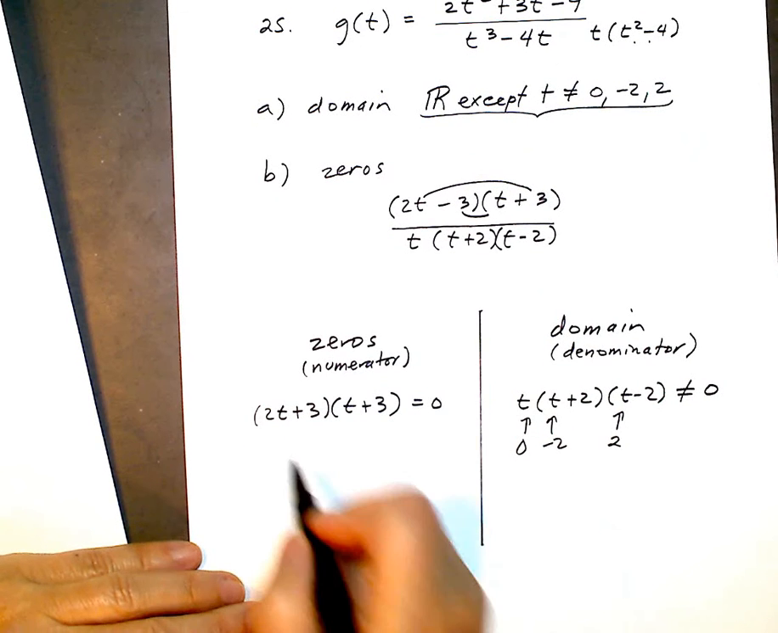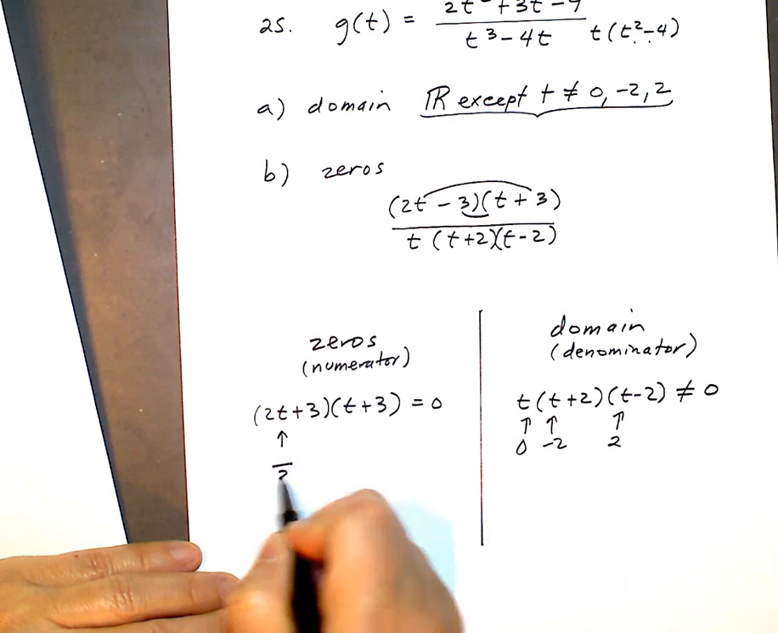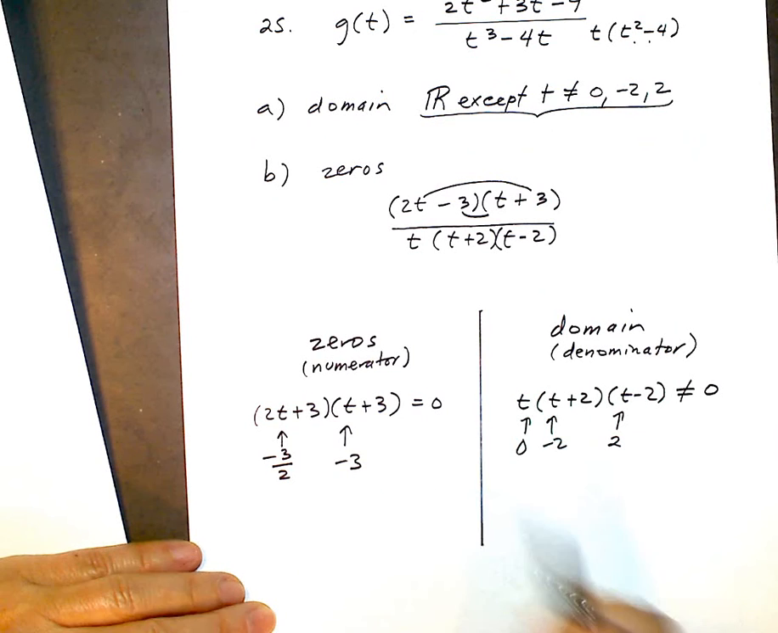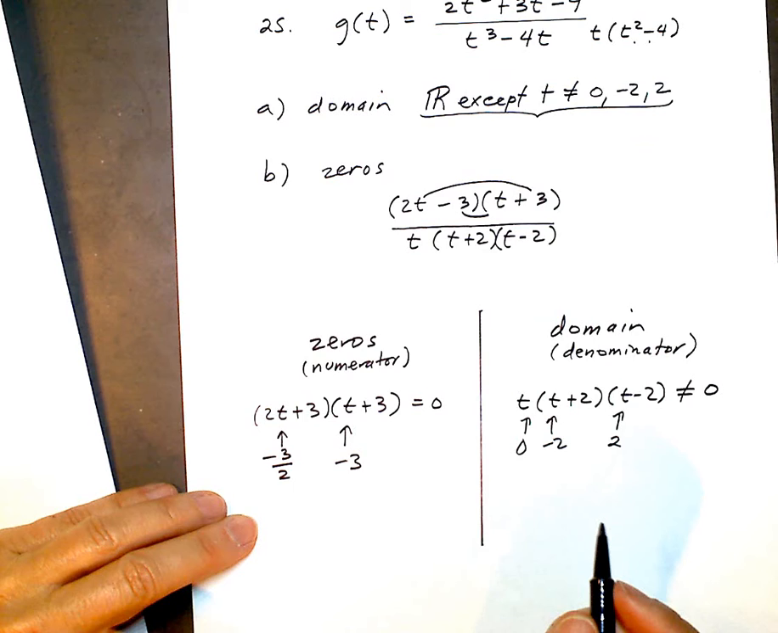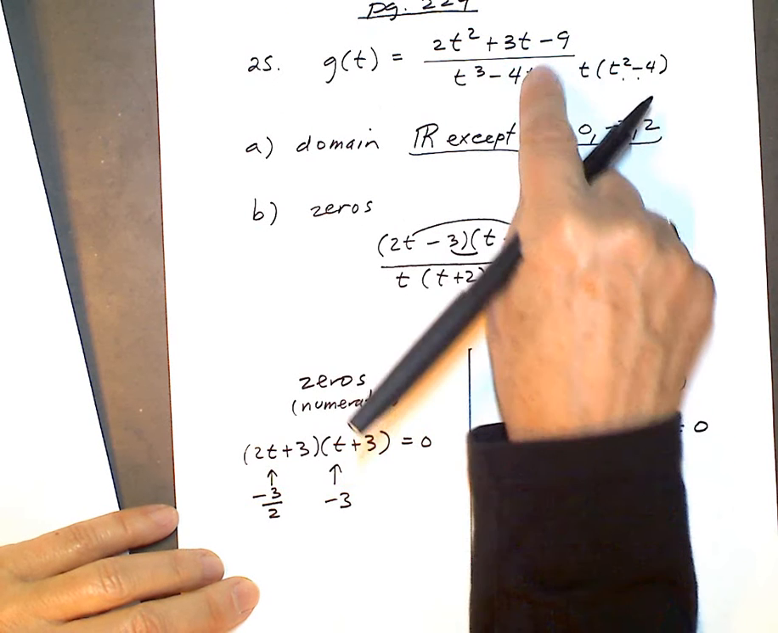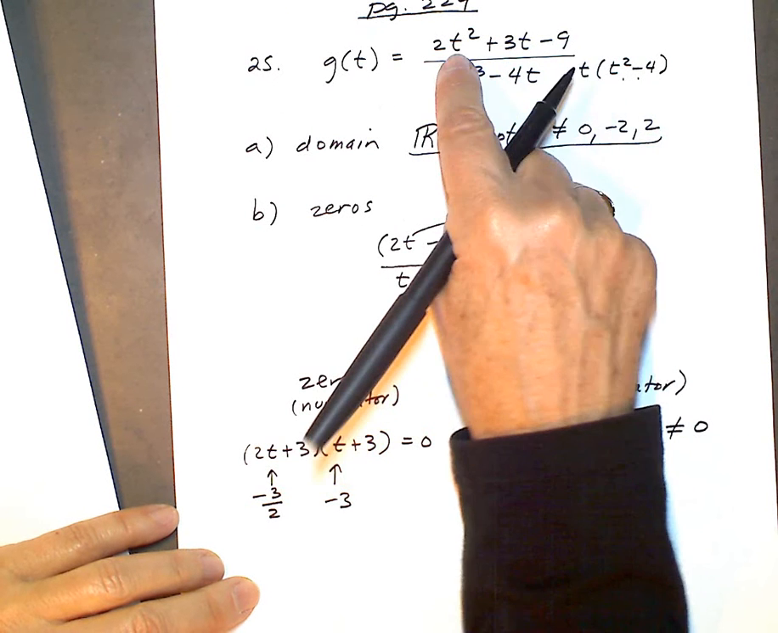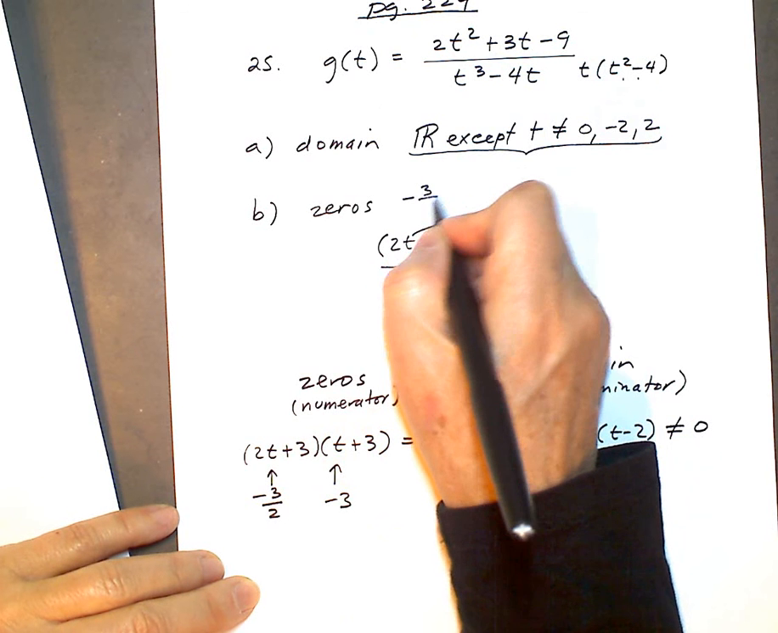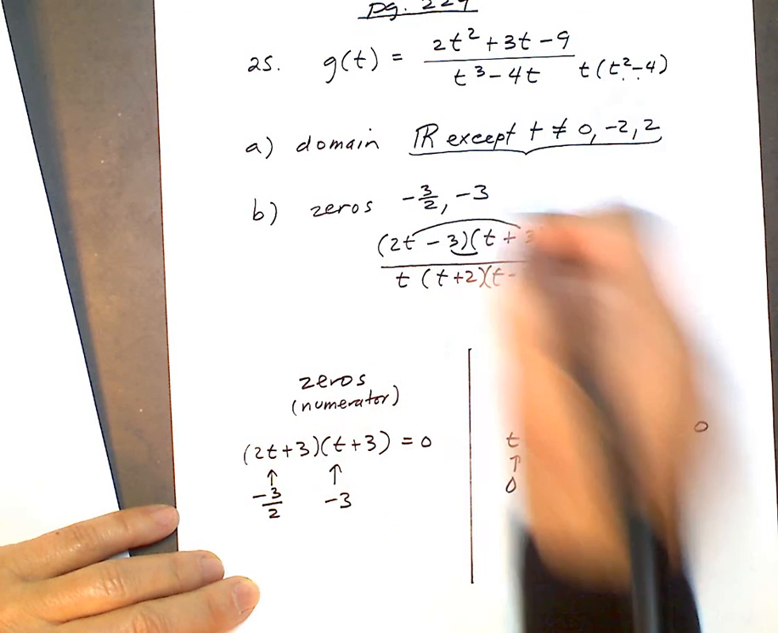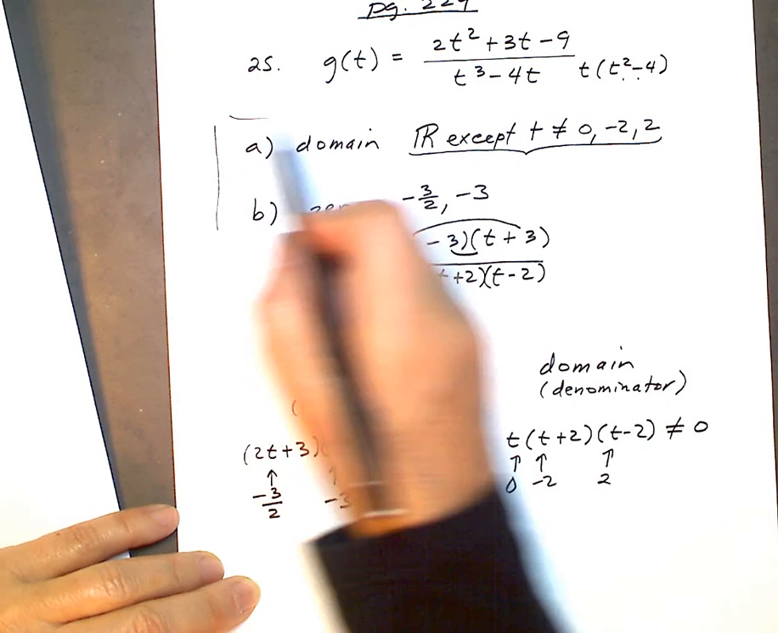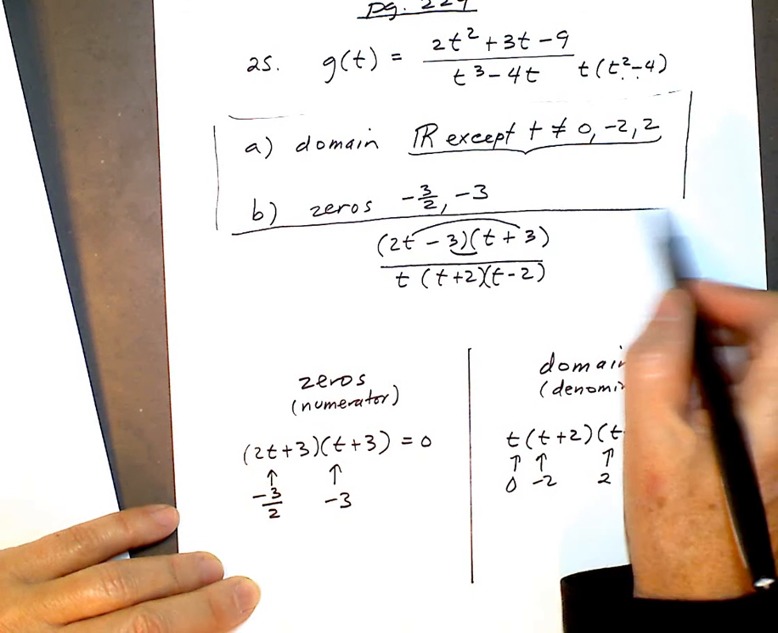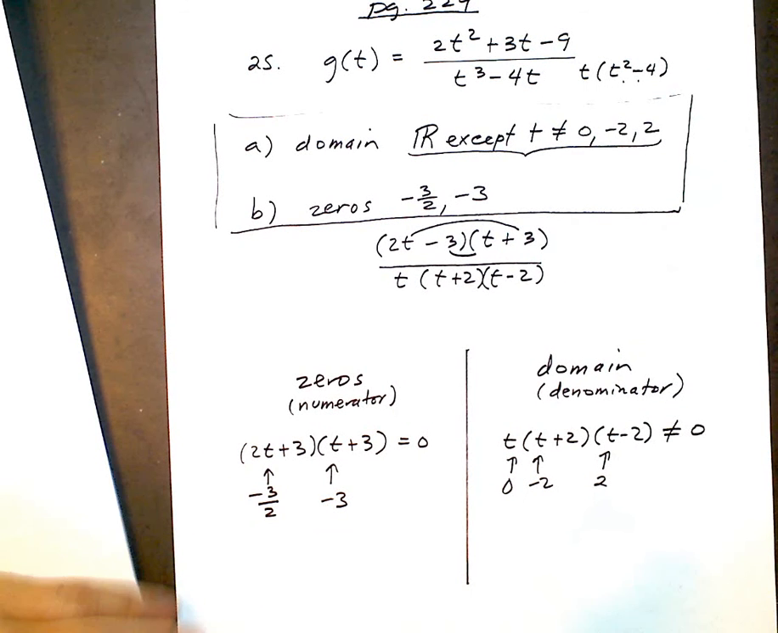So it's going to be a 2 in the denominator and negative 3 in the numerator, or the whole thing is a negative 3. So the zeros of the function, being the values of t that make this whole thing equal to 0, are the values that make the numerator equal to 0: negative 3 halves and negative 3. So that's how you find the domain of a function, and that's how you find the zeros of a function in these exercises.